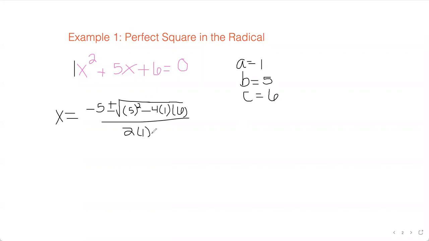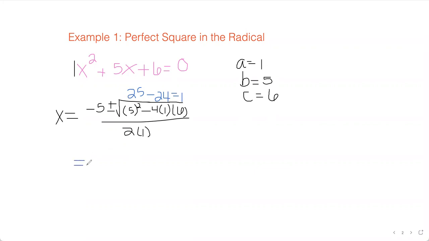So first step, like I said, identify A, B, C. Second step, plug it in. Third step, get your radical down to one number. So now we're going to do order of operations. We want to get this radical, which is like a big parenthesis for us, down to one number. So 5 squared gives me 25. Minus 4 times 1 times 6 is 24. So 25 minus 24 is 1. That means my square root is 1.